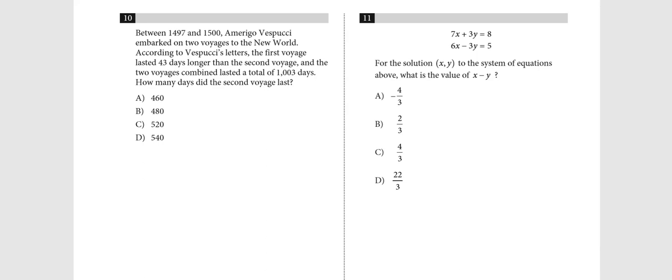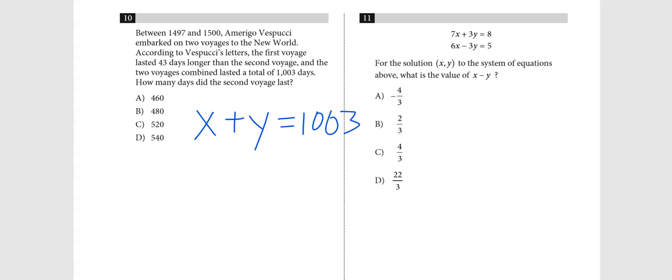Question 10. Between 1497 and 1500, Amerigo Vespucci, that's a great name, embarked on 2 voyages to the New World. According to Vespucci's letters, the first voyage lasted 43 days longer than the second one. And the 2 voyages combined lasted a total of 1,003 days. Wow, that's a long trip.